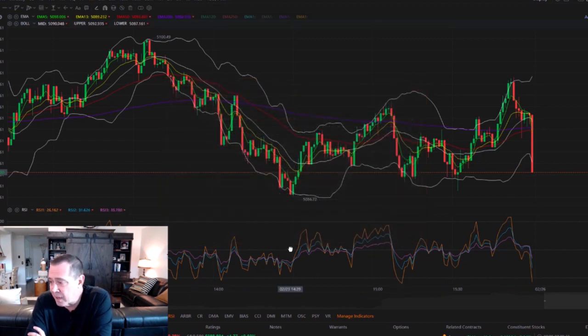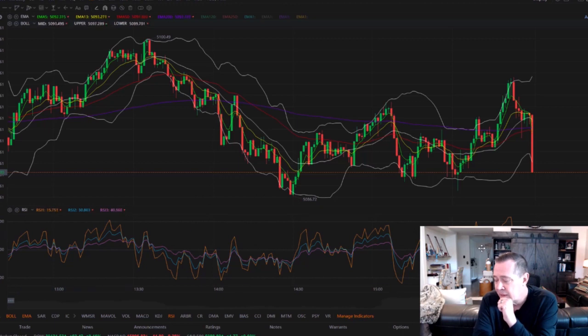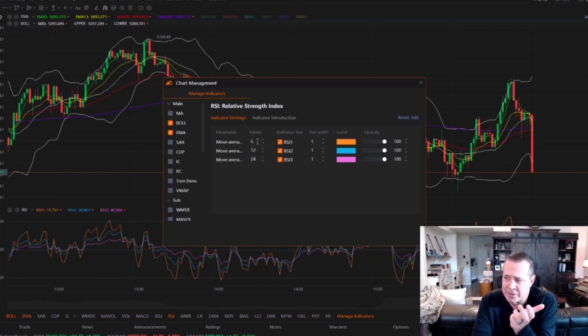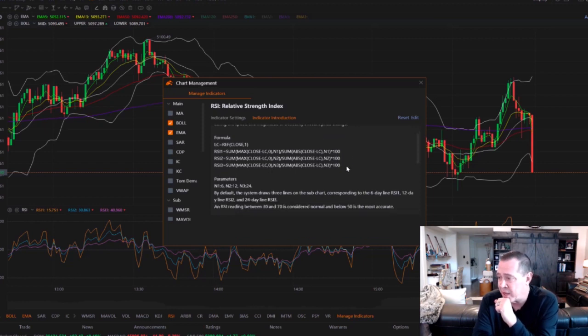It is very similar to the RSI, which is down here. You can see this is oversold right now, and this is the SPX. So I've got the Bollinger, the EMA, and you can see down here the RSI. If we click on the RSI, we've got different time periods, 6-day, 12-day, and 24-day moving average. But this is the relative strength index, and it's very similar, and it determines the speed and magnitude of a security's recent price change.